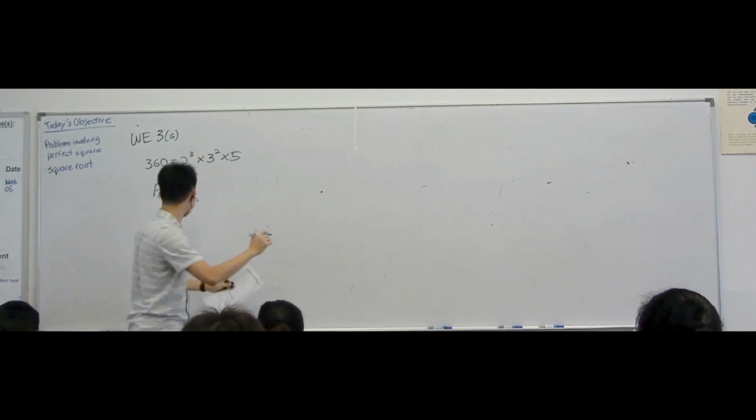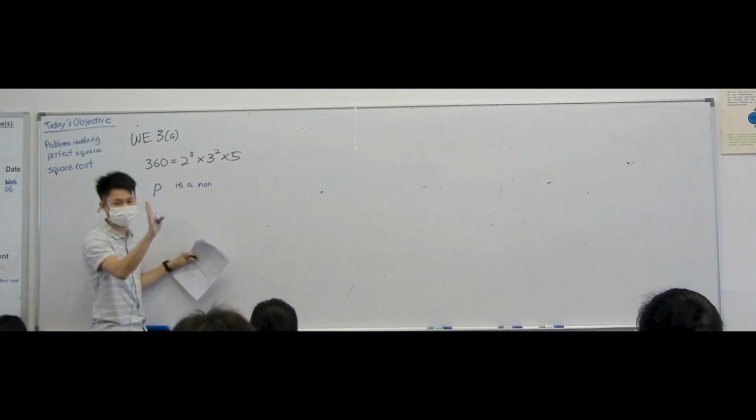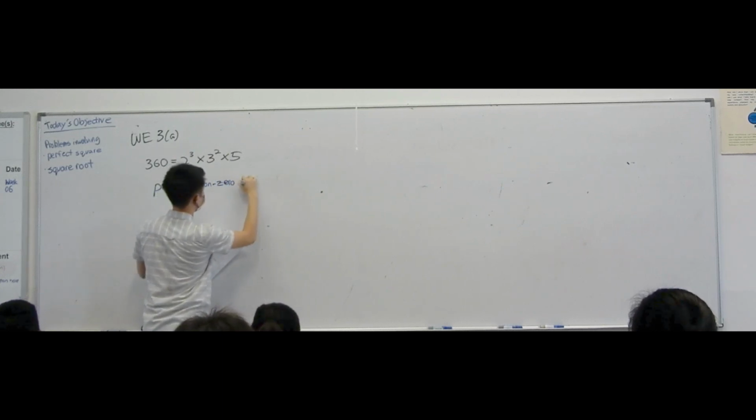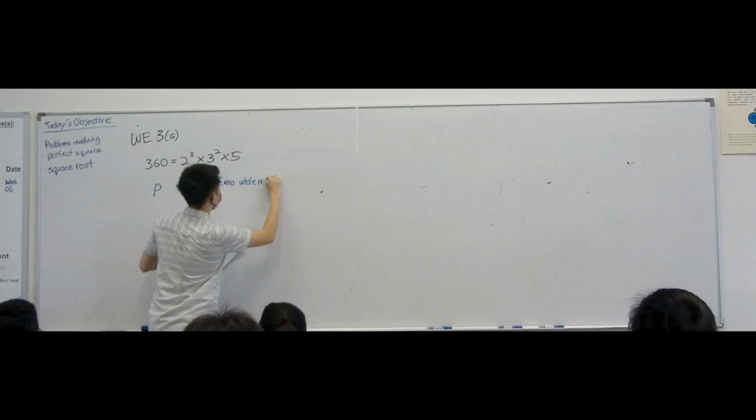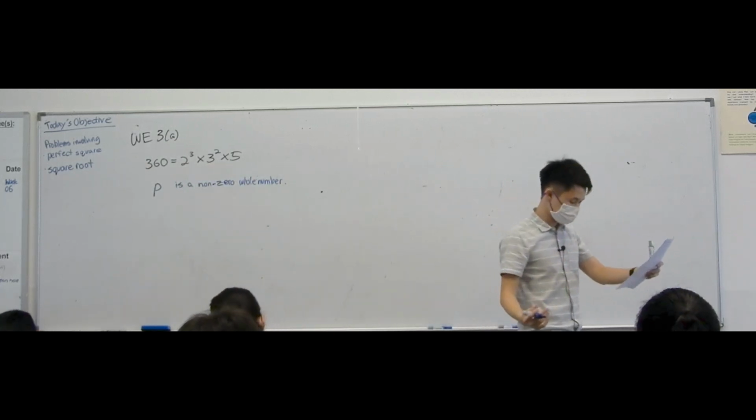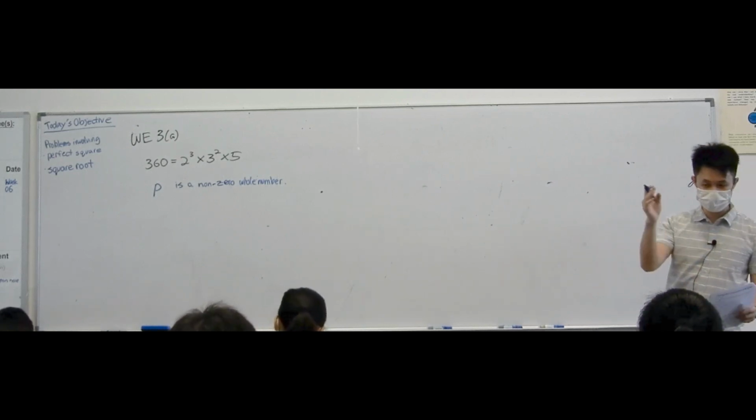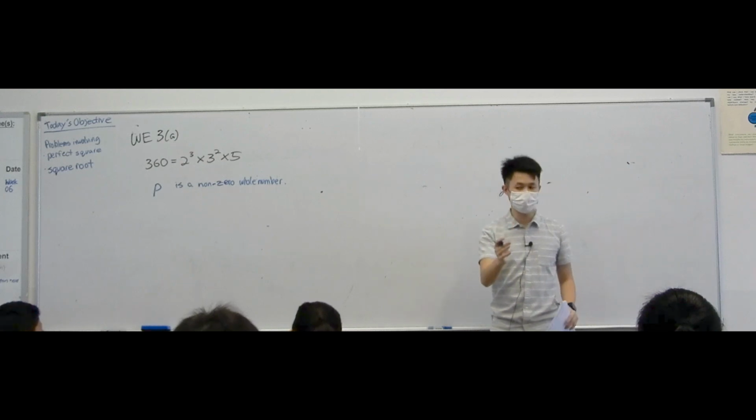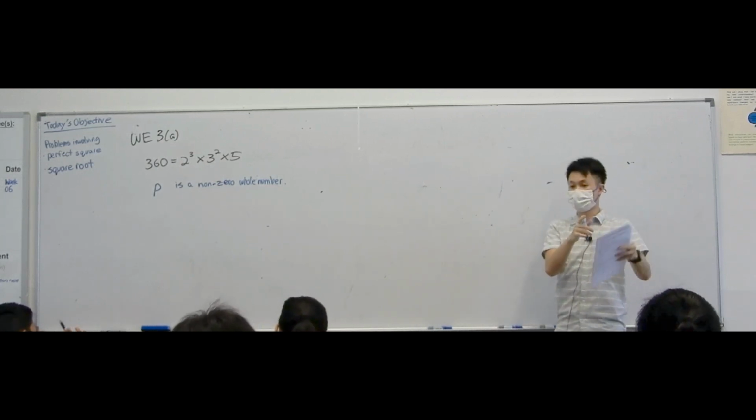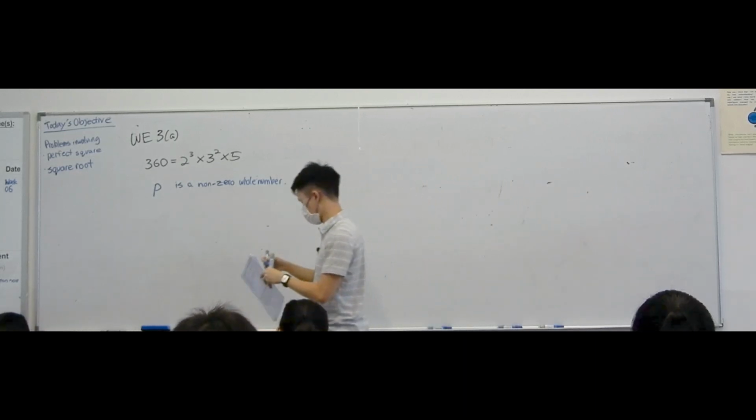Let's continue reading. So we have P is a non-zero whole number. You don't need to write those in blue, it's not the answer. Find the smallest non-zero whole number P such that 360 times P is a perfect square. Read the question, the question is there. Who said whole number? No, don't do whole number. 360 times P is a perfect square.